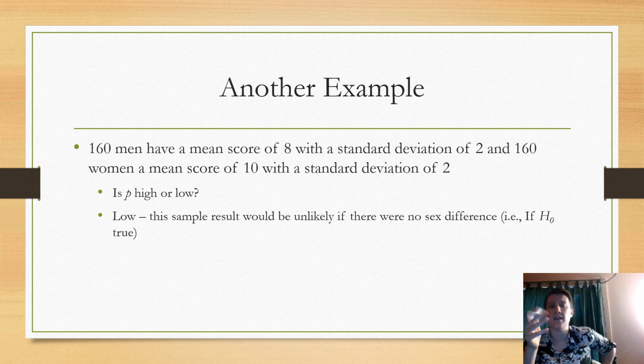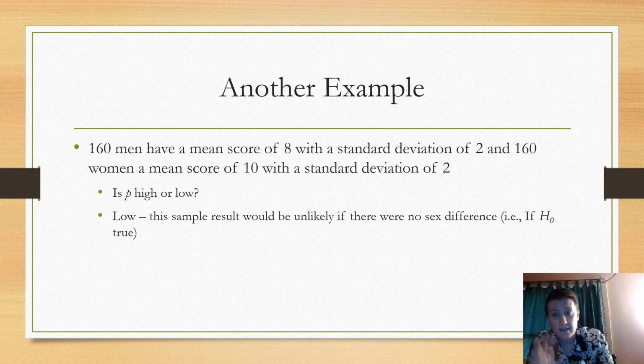So is p high or low? Low. The sample result would be unlikely if there was no sex difference. So the fact that we found a Cohen's d of -1, that's a pretty large effect size. There's a big difference between men and women. So our p-value, the probability of this happening if there was no sex difference, is pretty low if we got an effect size that large.